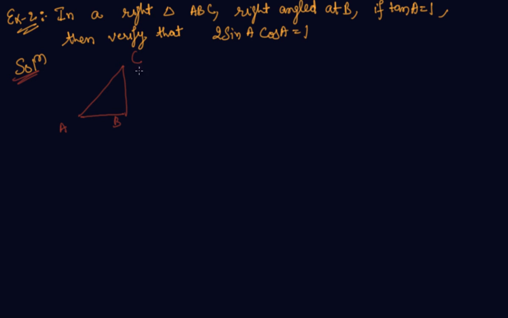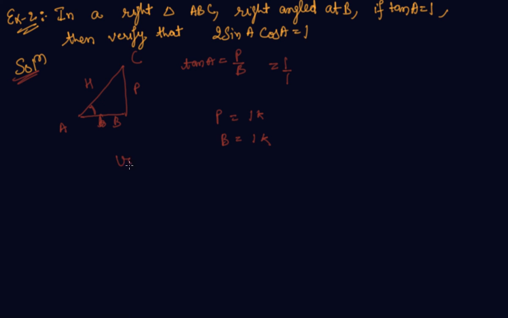We are given the value of tan A. Tan A is always equal to, as you know, the formula, perpendicular by base. So this is base, this is perpendicular, and this is hypotenuse. And this is given as 1. So what I can say, this is ratio 1 by 1. So in this case perpendicular is 1k and base is also 1k.